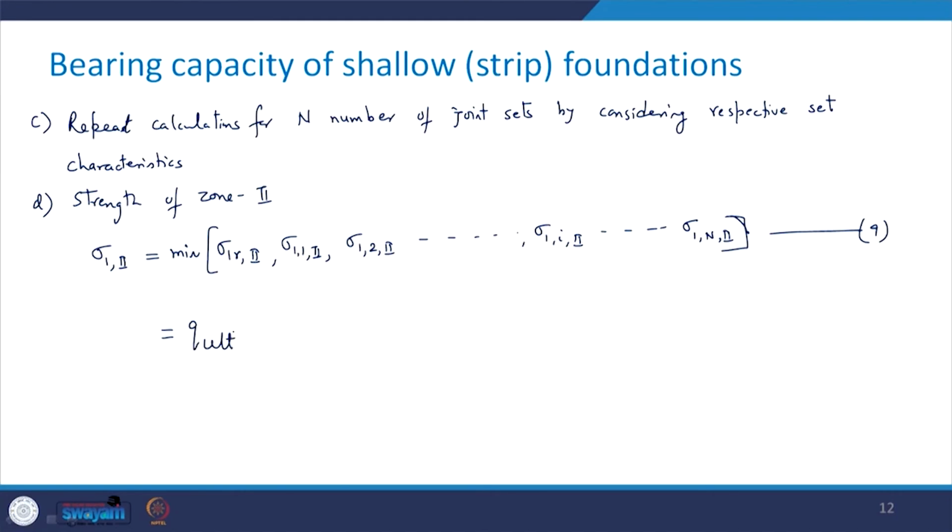And here you can see that there is no limitation on the number of joint sets in the rock mass. So we can have as many number of joint sets as it is there in case of the rock mass. So this is how you will get the strength of zone 2.